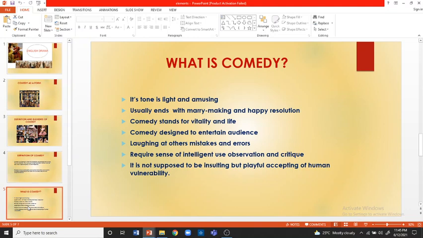This is what comedy is. Okay, have you understood what comedy is? Comedy's tone is light and amusing, which ends with merrymaking and a happy resolution. Comedy stands for vitality and life. Comedy is designed to entertain the audience, laughing at others' mistakes and errors. It requires an intelligent use of observation and critique also. And one more thing is that comedy is not supposed to be insulting, but is supposed to be a playful accepting of human vulnerabilities. Okay.